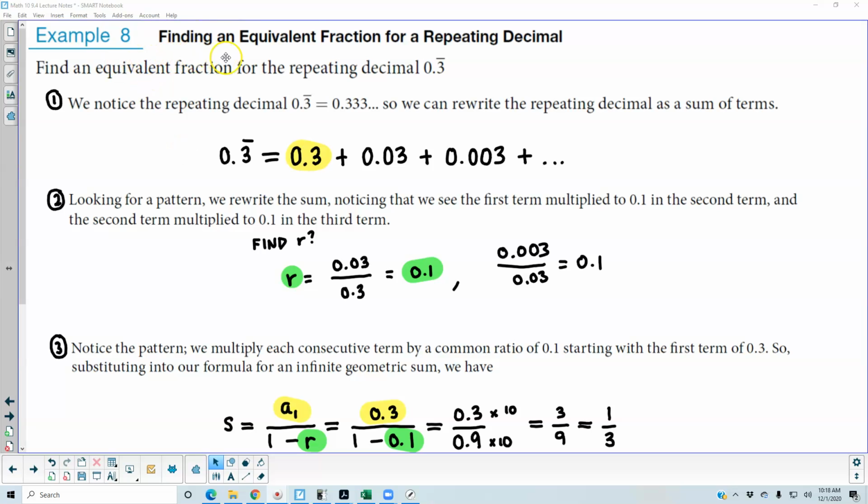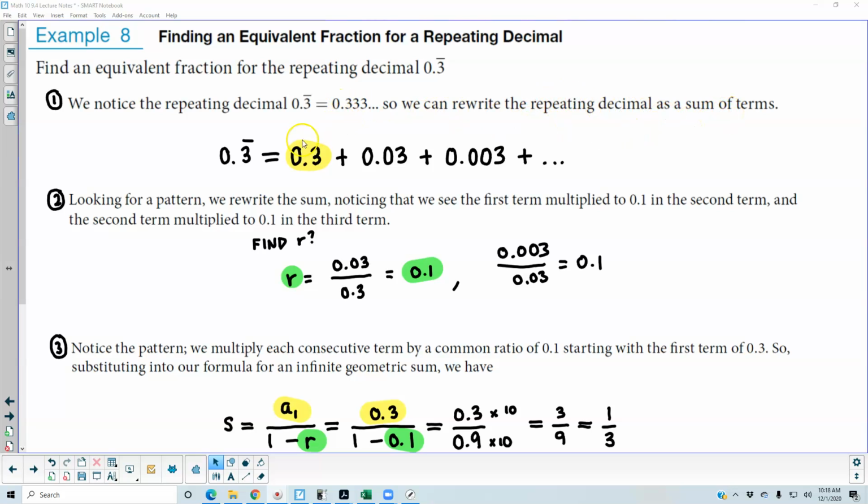Example 8, finding an equivalent fraction for a repeating decimal. We want to find an equivalent fraction for the repeating decimal 0.3 repeating. First, we notice the repeating decimal 0.3 repeating is equal to 0.333 and so on. So we can rewrite the repeating decimal as a sum of terms.